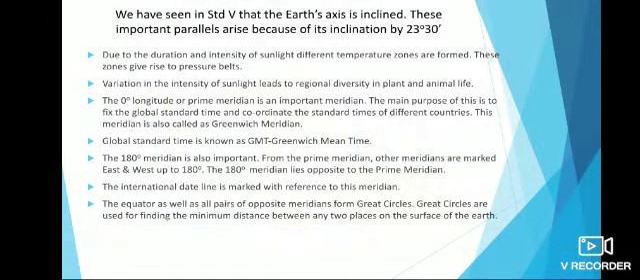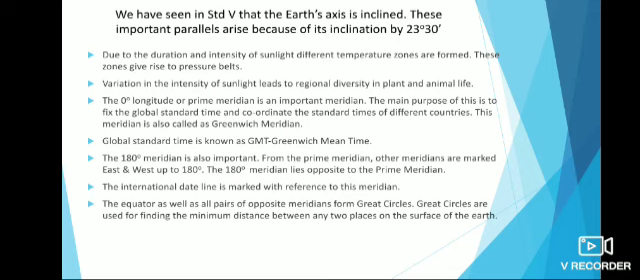We have seen in Standard 5th that the Earth's axis is inclined. These important parallels arise because of its inclination by 23 degrees 30 minutes. Due to the duration and intensity of sunlight, different temperature zones are formed. Now, on the whole Earth, we don't have the same type of temperature. Why? Because of the duration and intensity of sunlight. These zones give rise to pressure belts. Variation in the intensity of sunlight leads to regional diversity in plant and animal life.